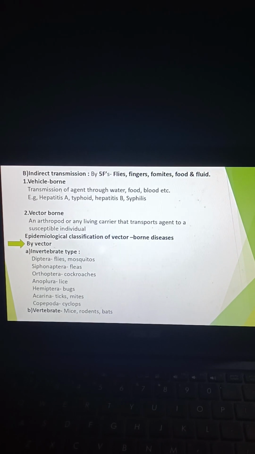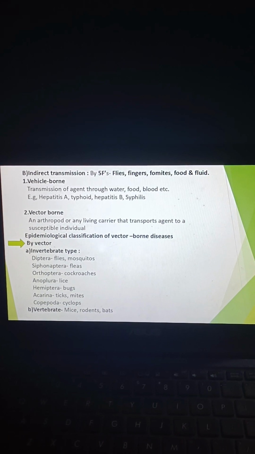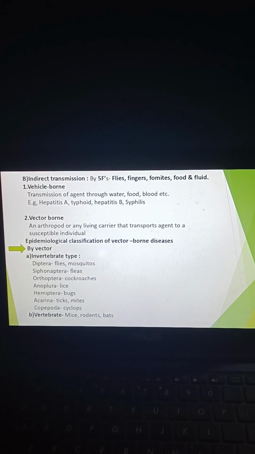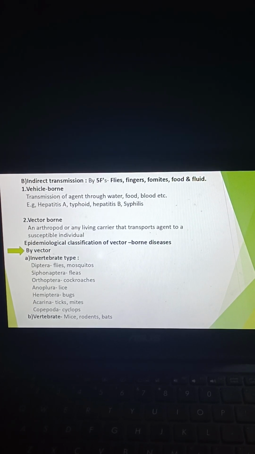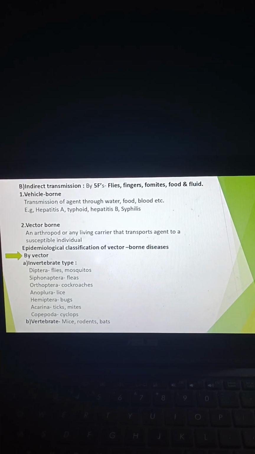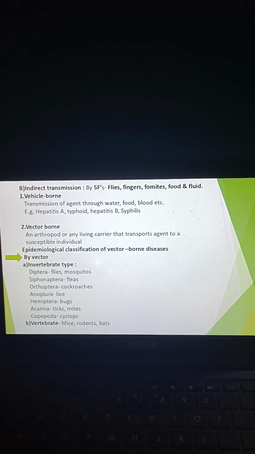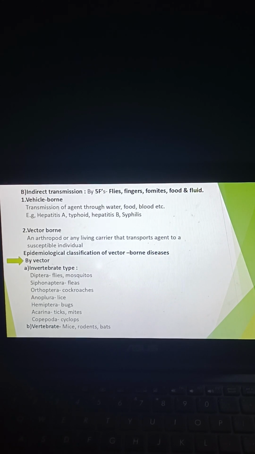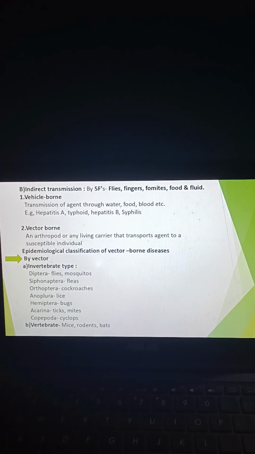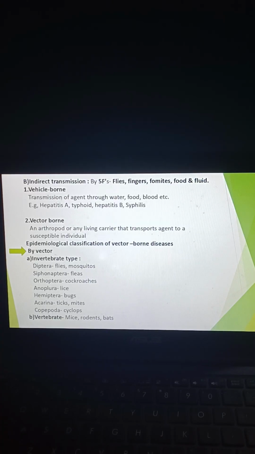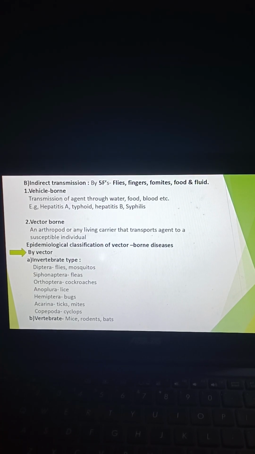Then coming to indirect transmission. Indirect transmission is by the 5 F's, that is flies, fingers, fomites, food and fluid. One is vehicle-borne transmission, that is transmission of the agent through water, food, blood, etc. For example, hepatitis A, typhoid, hepatitis B, syphilis. Then vector-borne diseases: an arthropod or any living carrier that transports the agent to a susceptible individual.